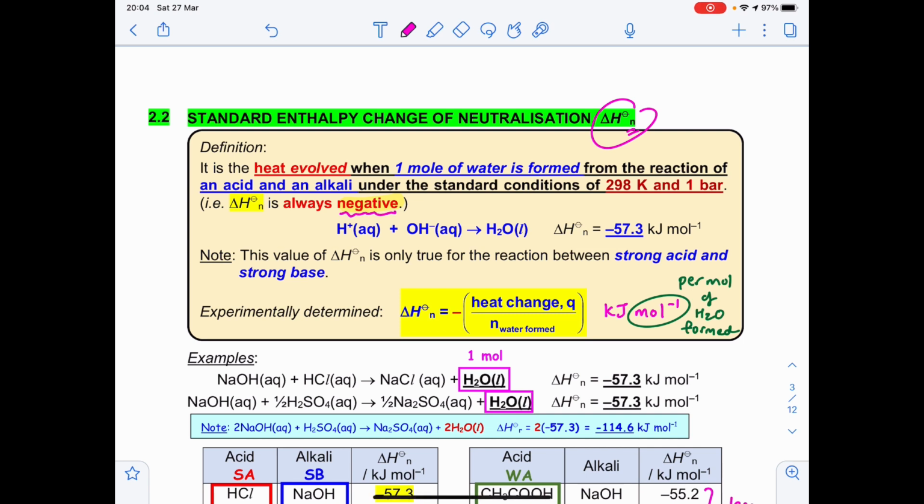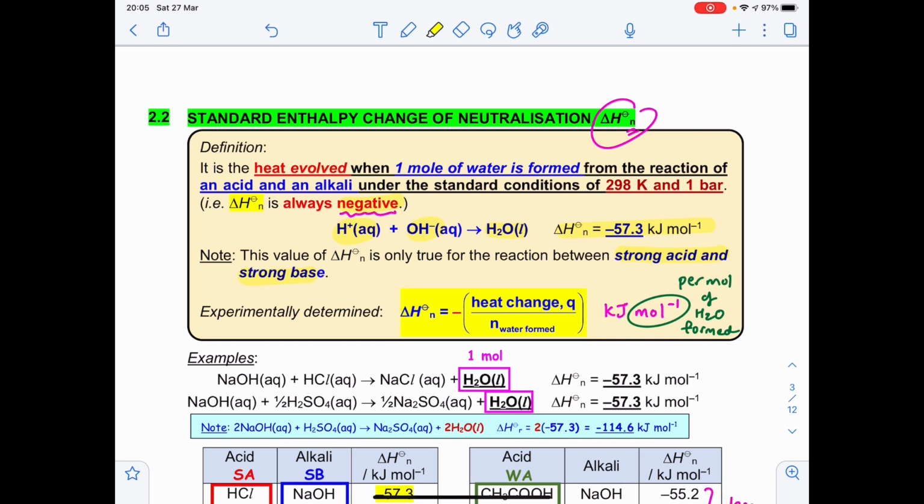The enthalpy change of neutralization is always negative. It is an exothermic process because to form 1 mole of water from an acid and an alkali, it would involve H plus from the acid and OH minus from the alkali to form a bond between them in order to form water. So this is a bond formation process, and therefore the reaction is exothermic. And if the reaction involves a strong acid and strong base, the enthalpy change of neutralization will be equal to minus 57.3 kilojoules per mole.